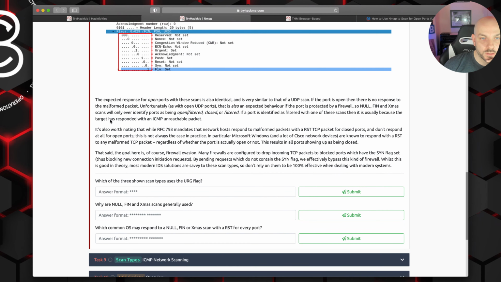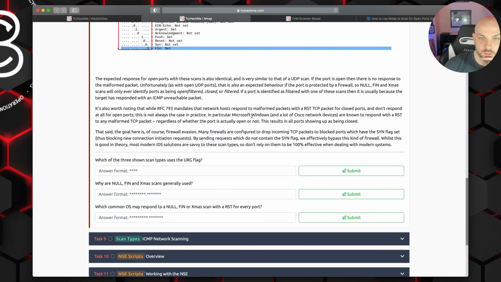Cool. The expected response for open ports with these scans is also identical and is very similar to that of a UDP scan. If the port is open, then there will be no response. Okay. Unfortunately, this is also the expected behavior if the port is protected by a firewall.